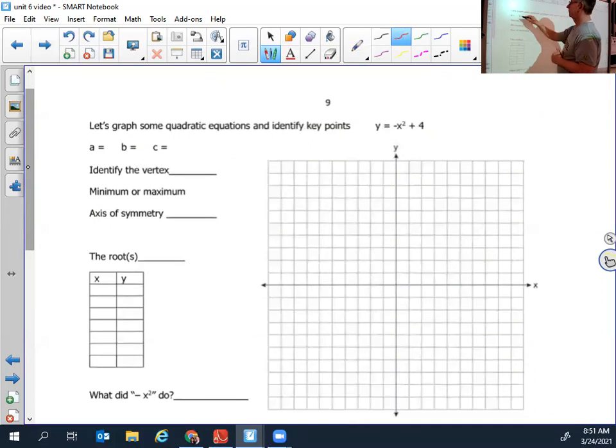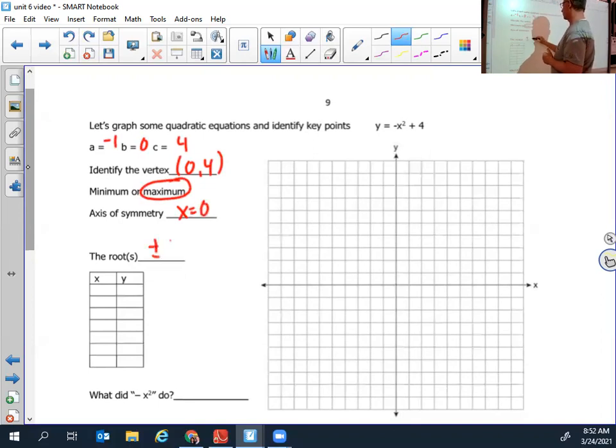Okay, I'm back. Negative 1, 0, 4. The vertex is at 0, comma 4. It's a maximum. The axis of symmetry is at x equals 0, and the roots are at plus or minus 2. Yeah, I'm doing this all in my head.